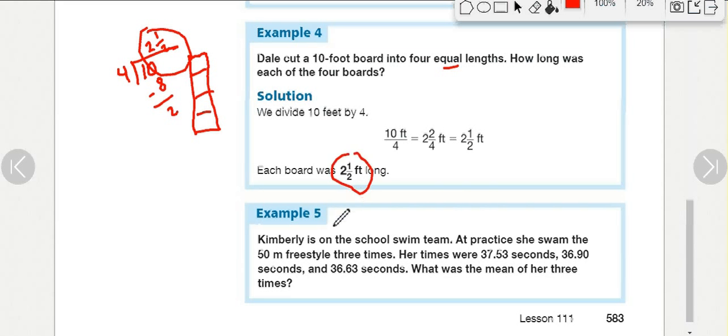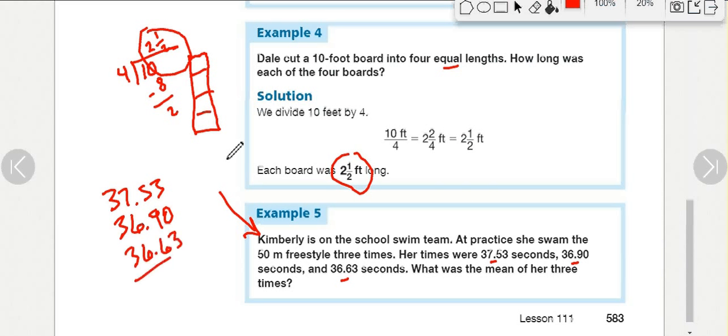In example 5, you're finding the mean of 3 50-meter freestyle swim times: 37.53, 36 and 9/10, and 36 and 63/100. What's the average? How do we find average? You got to add all those up. Find the sum of everything and then divide by the number of numbers.